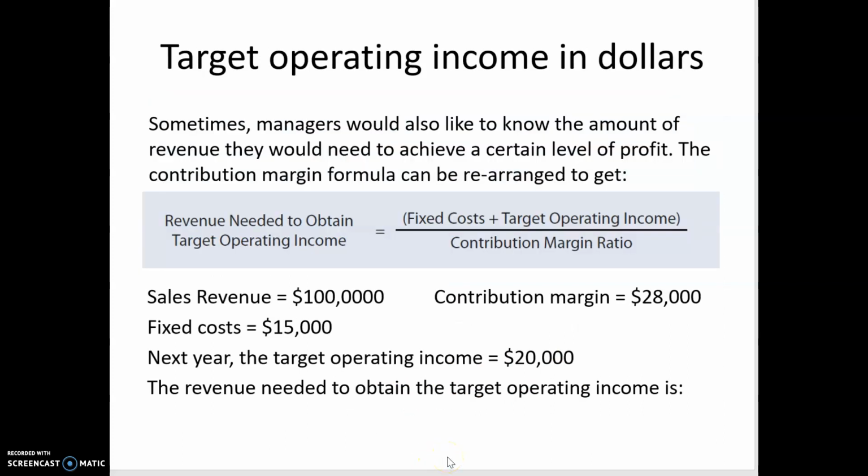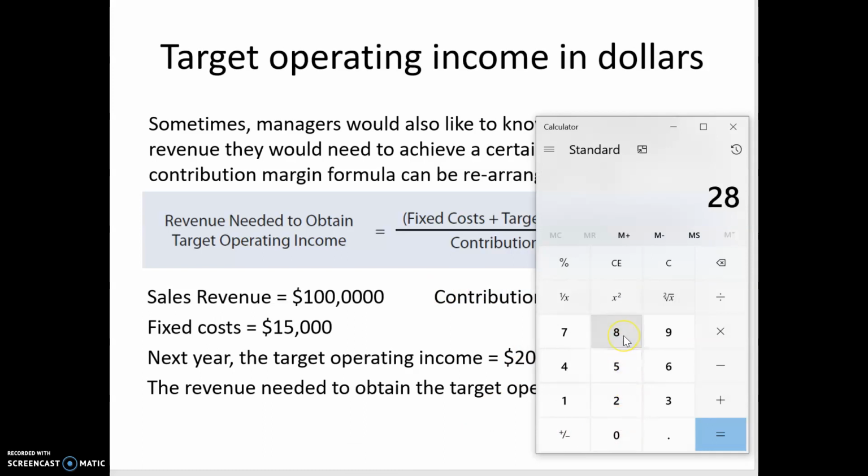All right, so now let's take a look at the target operating income in dollars. Instead of looking at how many units we need to sell, we want to see what sales revenue we need to earn in order to reach the target operating income. So in that case, we take the fixed cost plus the target operating income, we divide that by the contribution margin ratio. So let's say we had sales revenue of 100,000, contribution margin of 28,000. That means 28,000 divided by 100,000 means our contribution margin ratio is 28%.